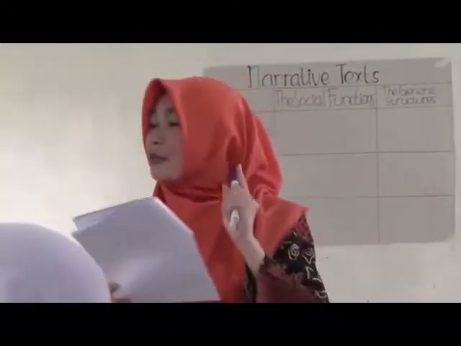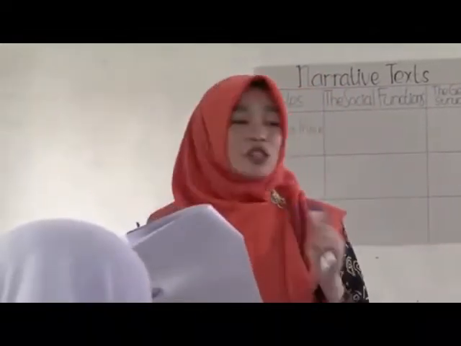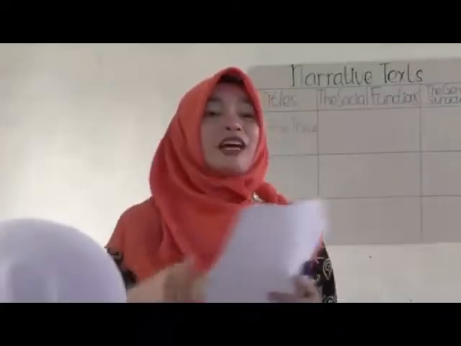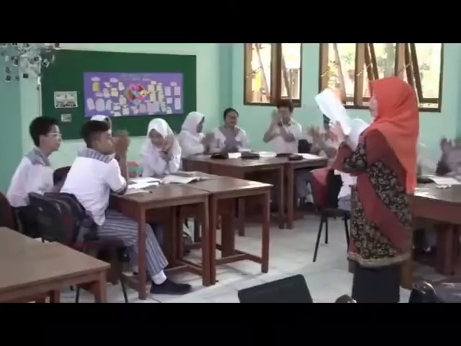Who is the main character of the story? Okay, Inge. The main character is the princess. She was beautiful but very spoiled. Her favorite thing was her golden ball. Okay, excellent, Inge. Okay, you may give applause for Inge.